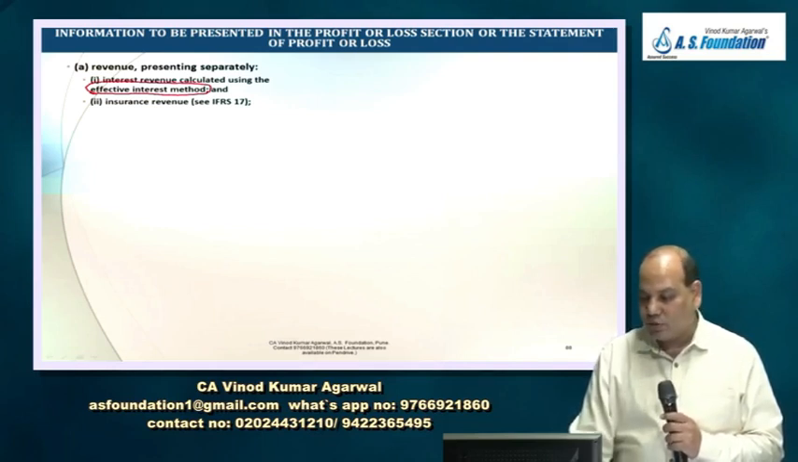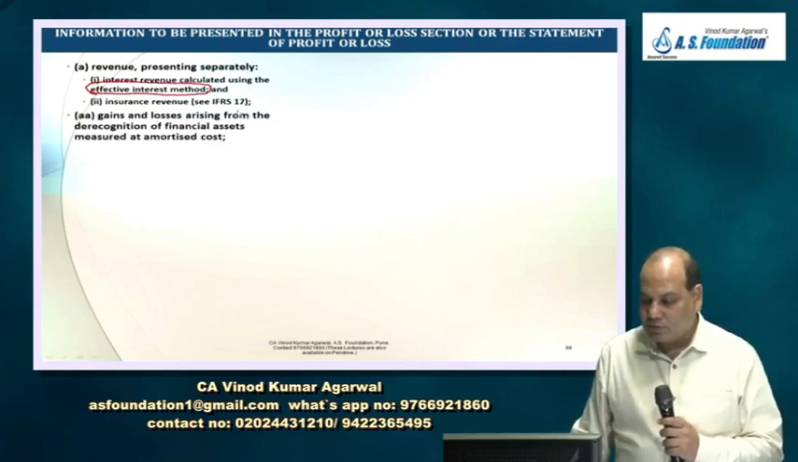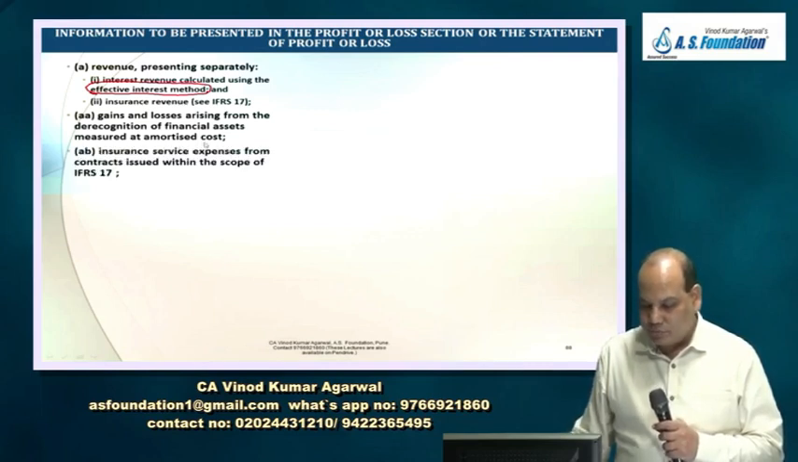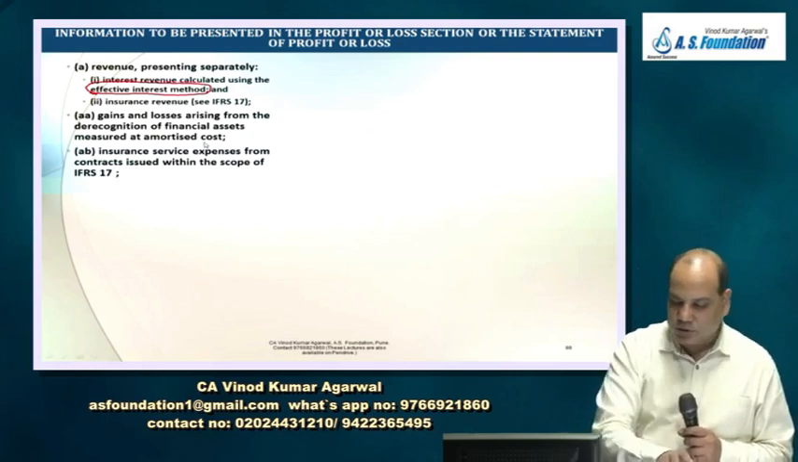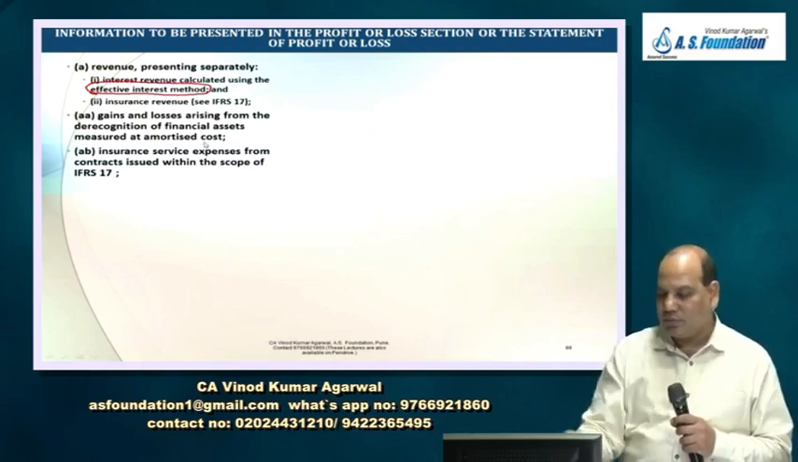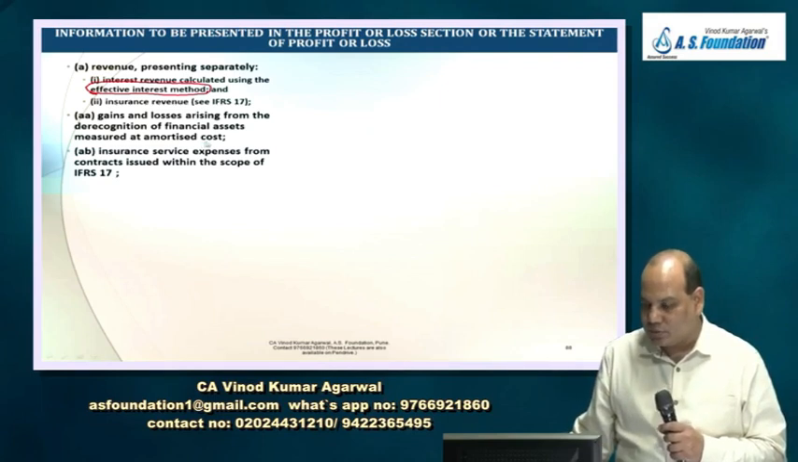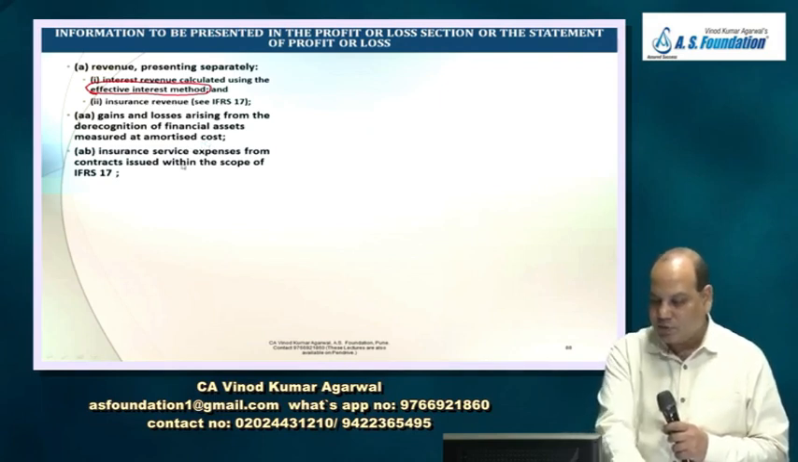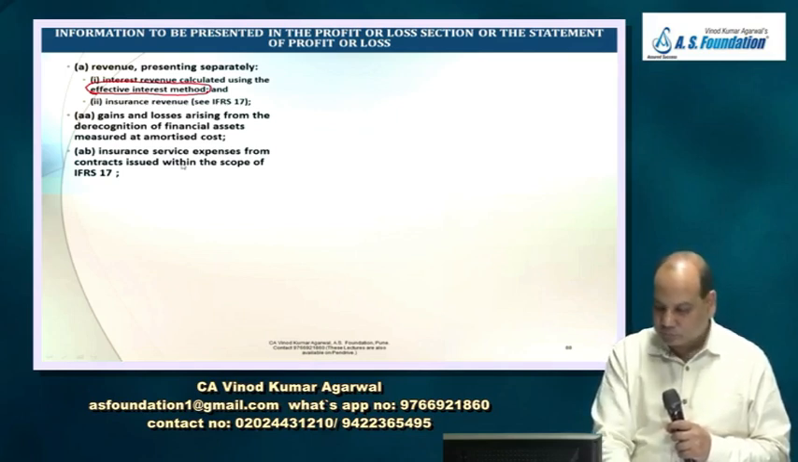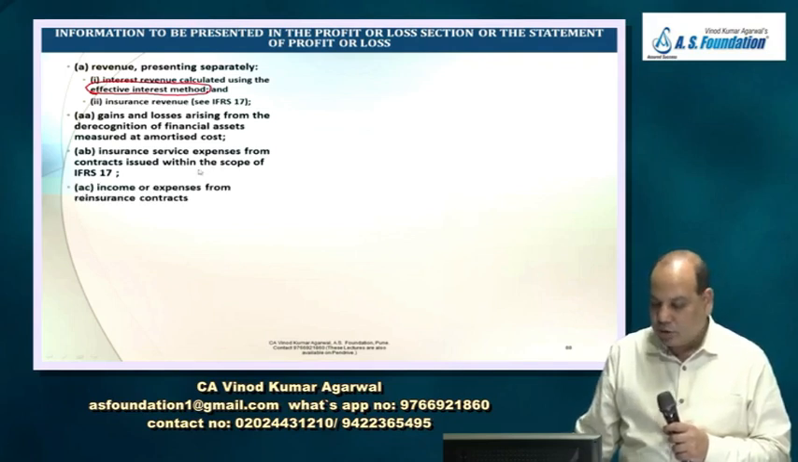Then insurance revenue as per IFRS 17. Gain and loss arising from derecognition of financial asset measured at amortized cost. This again you will learn in the standard on financial instruments. Insurance service expenses from contract issued within the scope of IFRS 17. Income or expense from reinsurance contract. All this will be covered in the insurance contract standard.